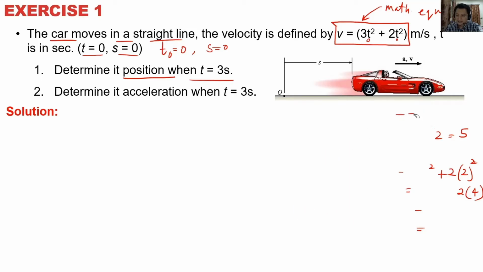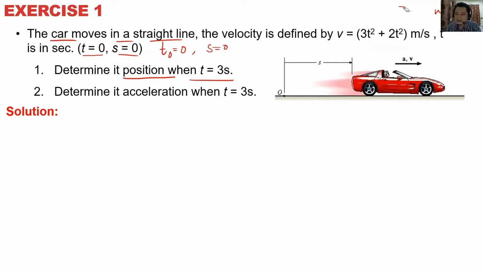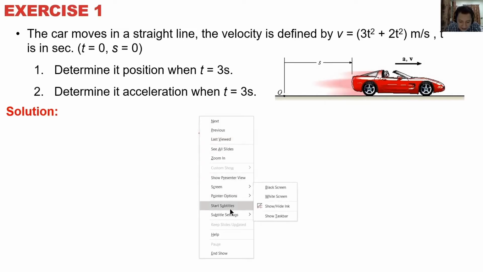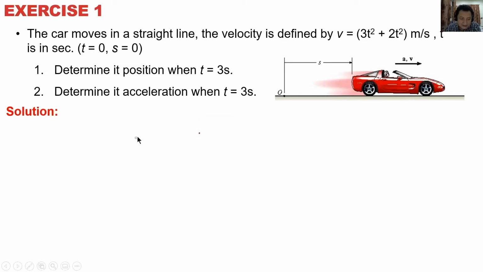Let me remove this and clear your minds. So let's list down your mathematical equation. Is there a quicker way for me to do this? I cannot clear the screen. Never mind. Okay, v is equal to 3t squared plus 2t squared.